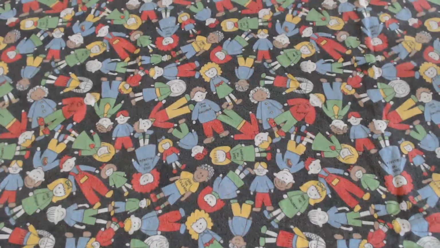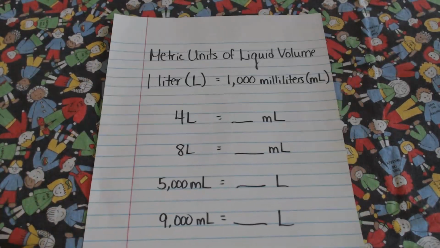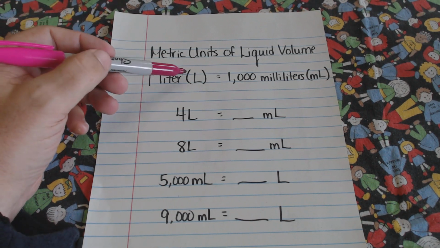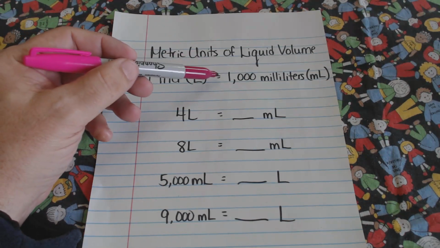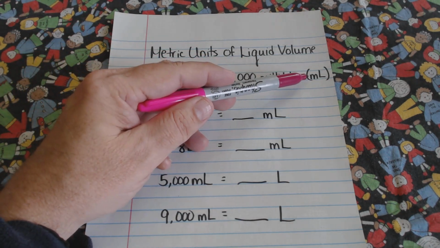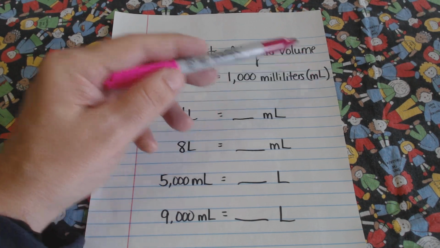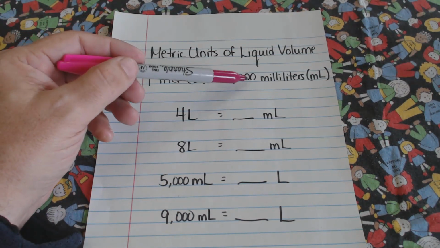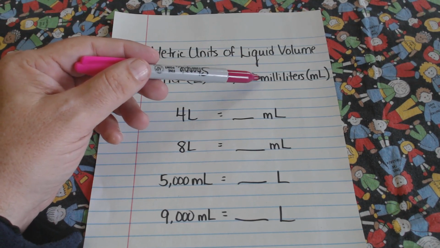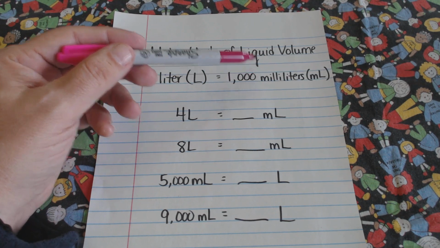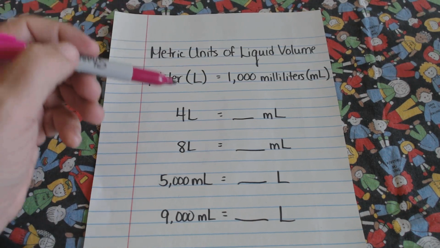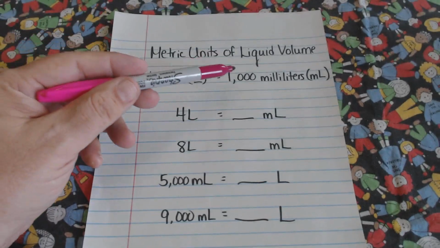Let's take a look at metric units of liquid volume. It works just the same way. 1 liter, abbreviated capital L, is equal to 1,000 milliliters, abbreviated lowercase m, capital L. So there are 1,000 milliliters in 1 liter. Remember, we said this was like an eyedropper full, and 1,000 of those would add up to about a liter. So if I had 4 liters, how many milliliters?